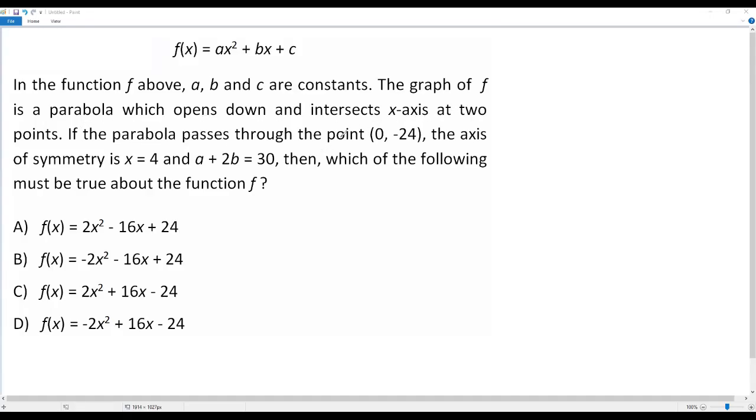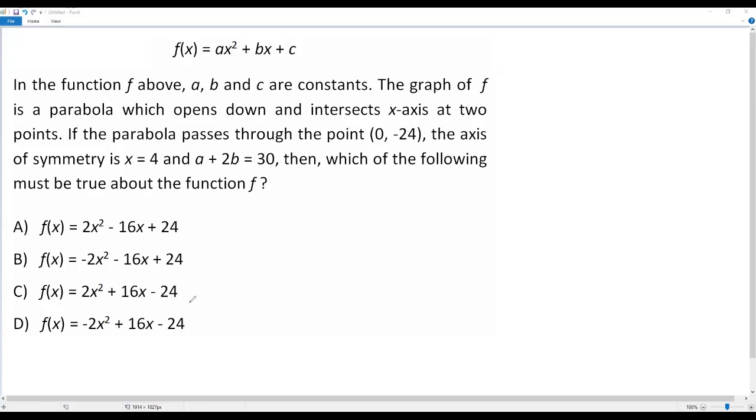If the parabola passes through the point (0, negative 24), the axis of symmetry is x equals 4, and a plus 2b equals 30, then which of the following must be true about the function f? When I go over the answer choices, I have the same function f(x). To find the one which is true, we have to get the values of the three constants a, b and c.